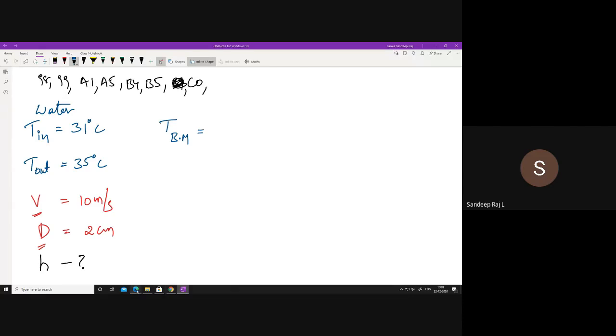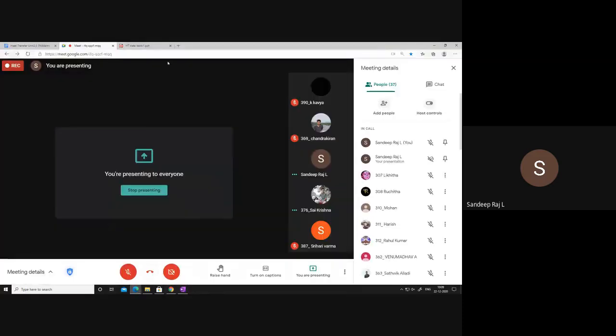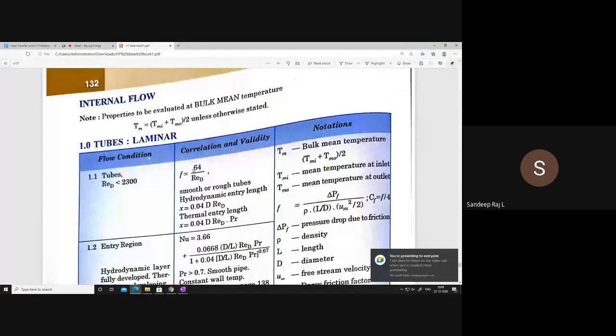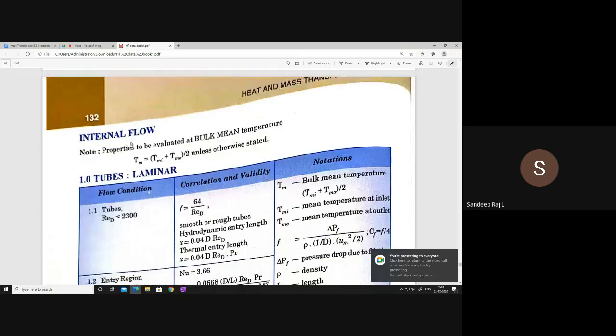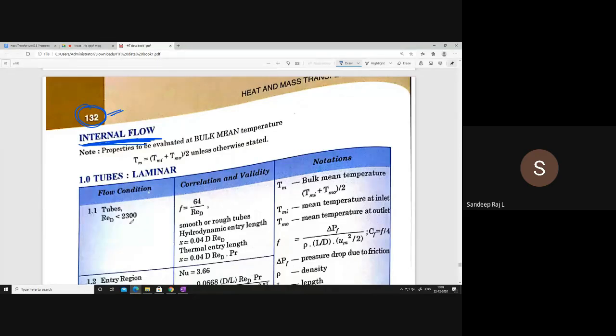Let me show you the data book also. In your data book, move to page number 132. There you will have internal flow. There might be a little change in the page numbers as per your edition of the data book, but you can refer to the index and come to this internal flow.